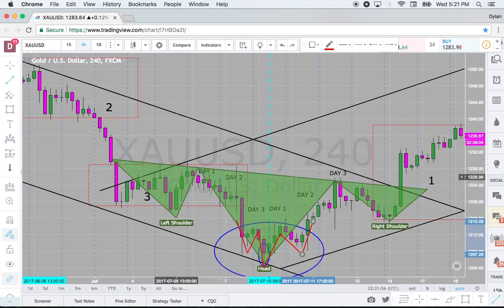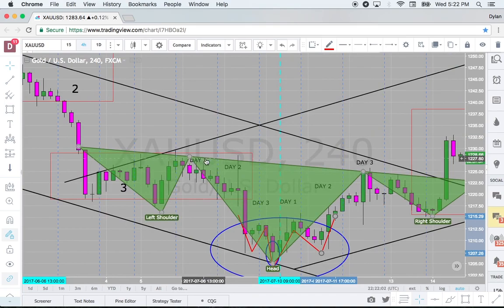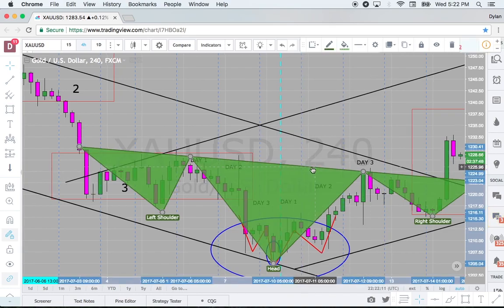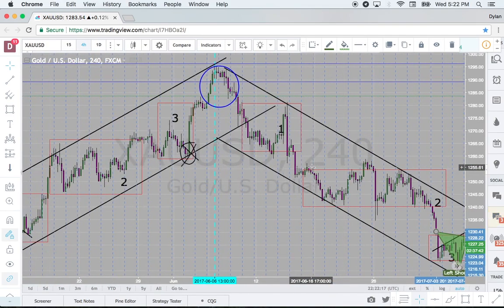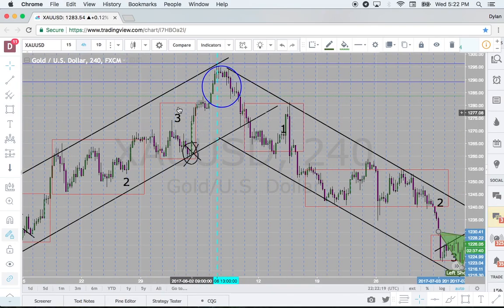What do you see here? If it's not already hinted enough: 1, 2, 3. Head and Shoulder. 1, 2, 3. Alright, I guess I gave it away. Level 3, which is the end of the trend.